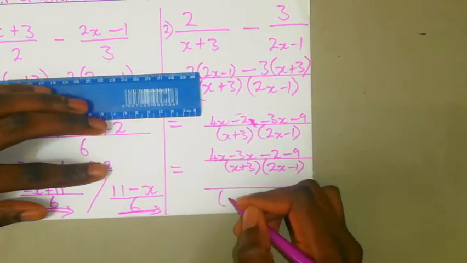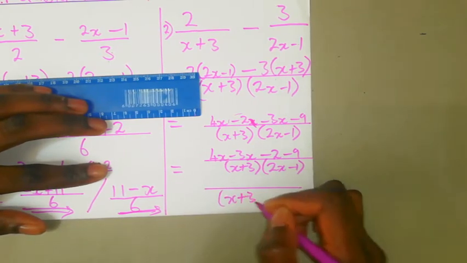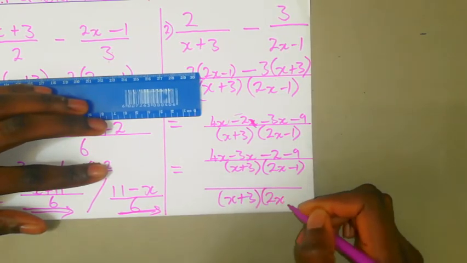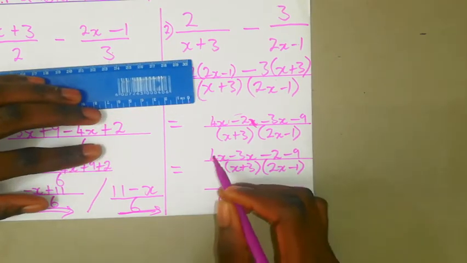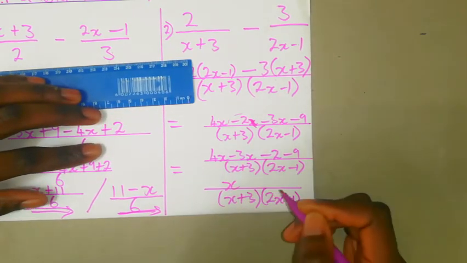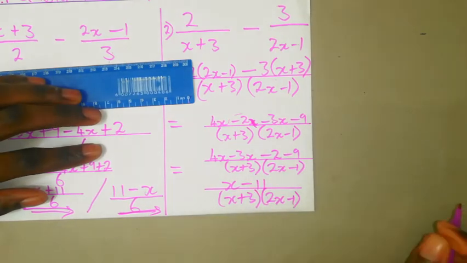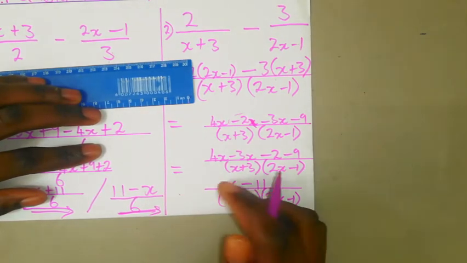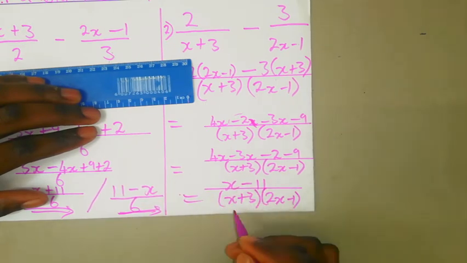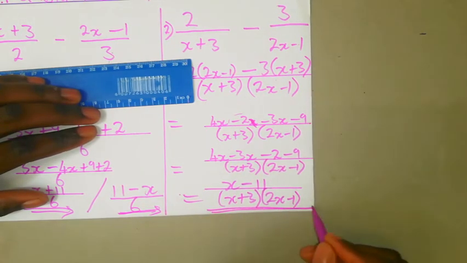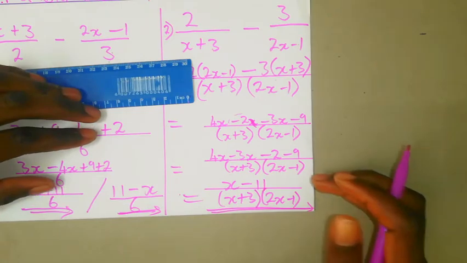Common denominator first. X plus 3, 2x minus 1. So here I'm going to have x minus 11. That is my final answer. I've expressed this as what? As a single fraction. So this is my final answer. I've expressed that one as a single fraction.